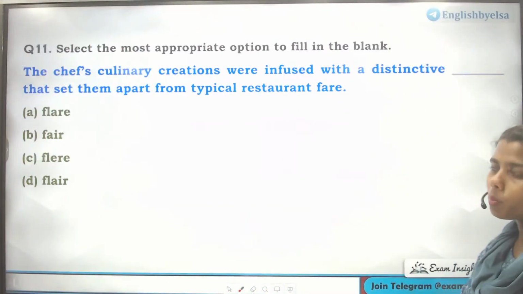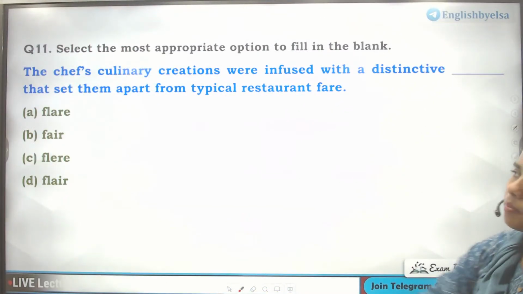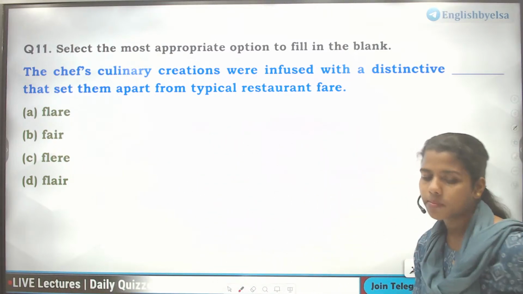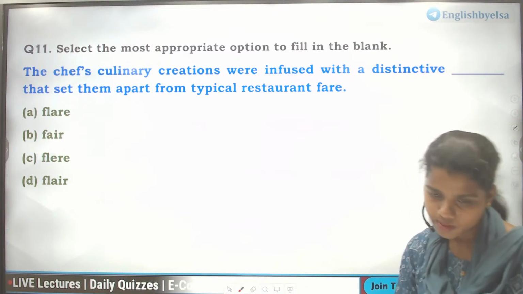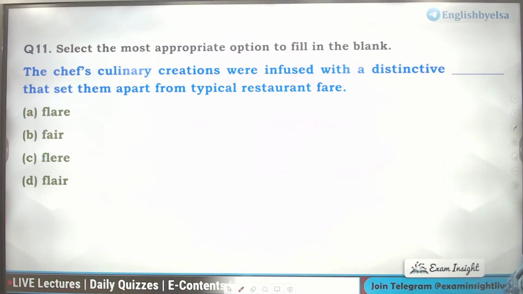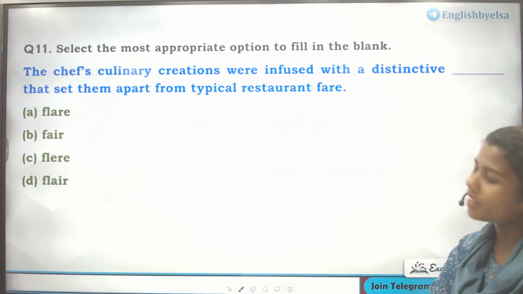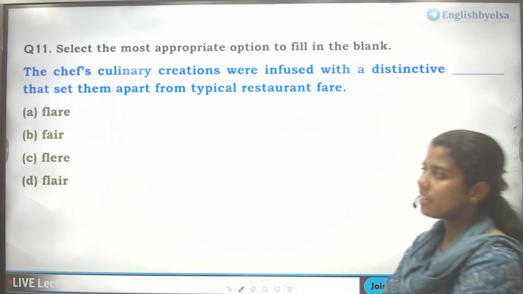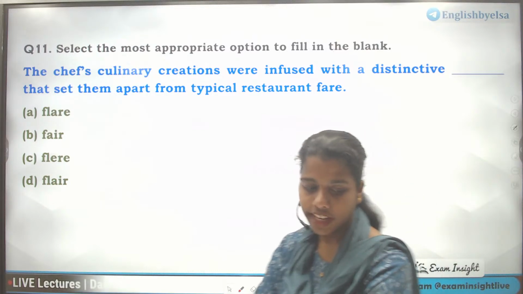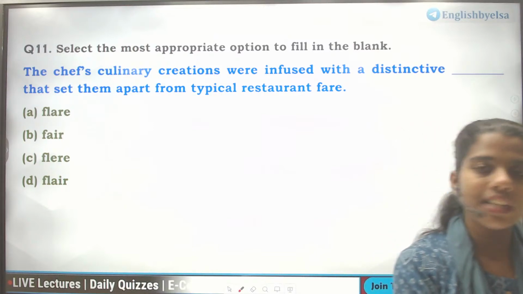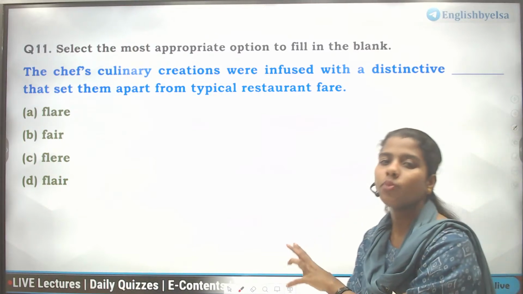Next one, homonym is asked. Homonym, you can read all these words, it would sound somewhat the same. So these are called homonyms. The chef's culinary creations were infused with a distinctive dash that set them apart from typical restaurant fare. What should you fill in the blank? Flair, fare, flare. You should know the meaning or the difference between these words.